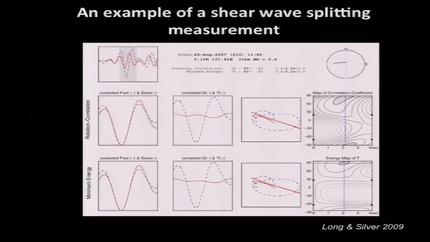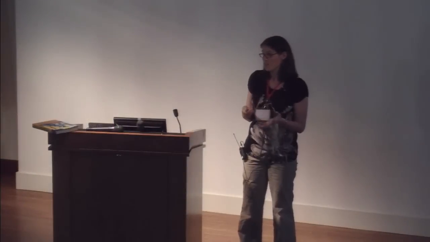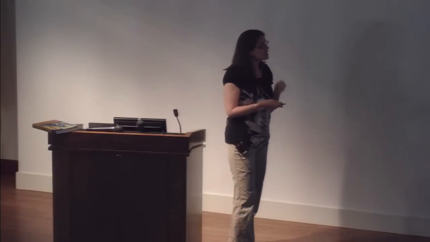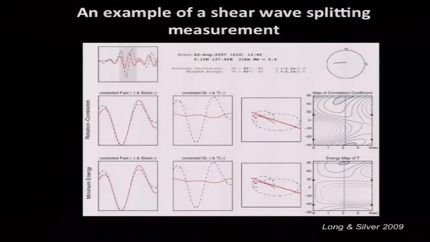In reality, from a practical point of view, these measurements can be quite tricky to make. The reason for that is because the delay times involved are much smaller than the period of the wave. So that makes it tricky. But this is an example of a quite good and well-constrained shear wave splitting measurement.